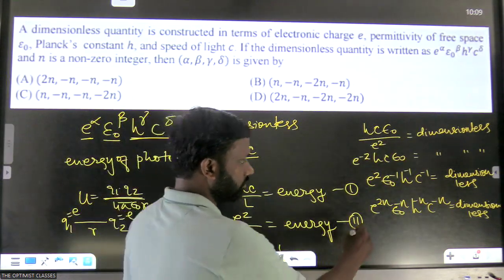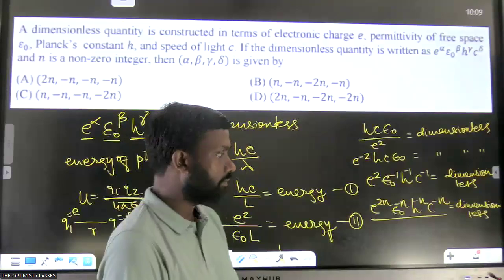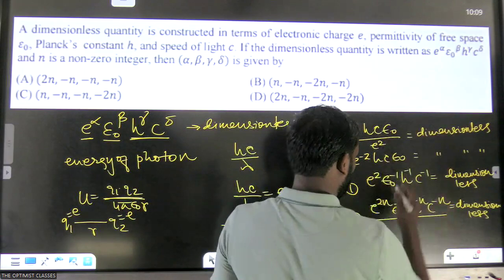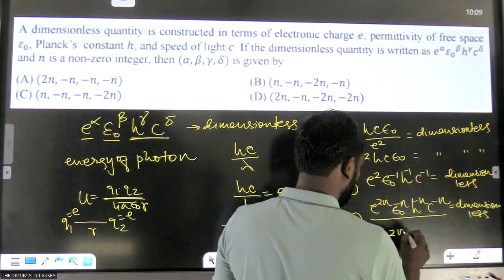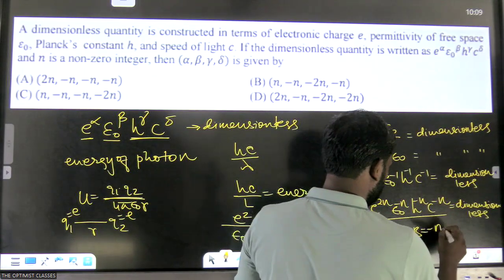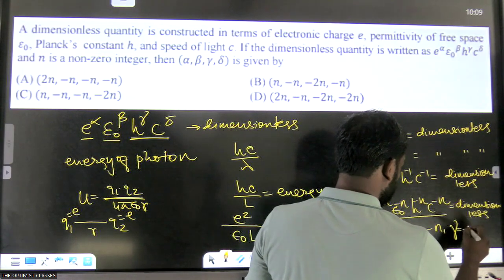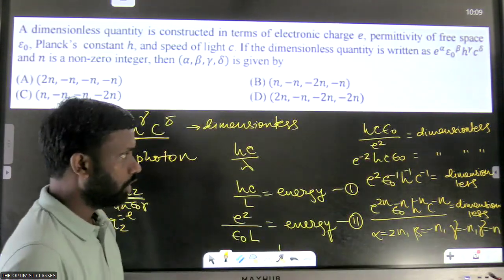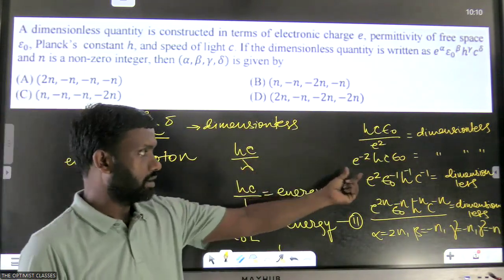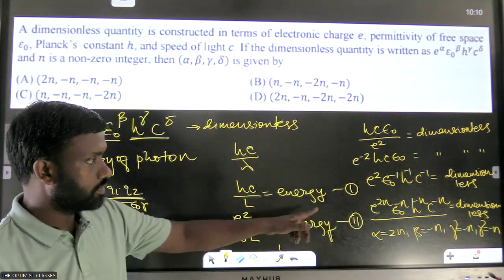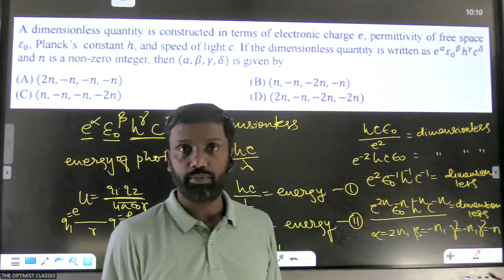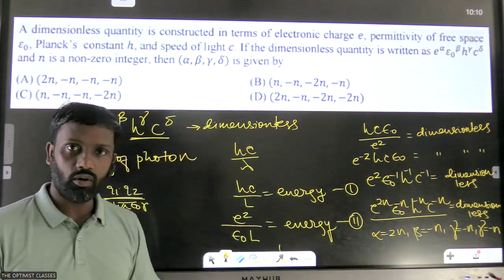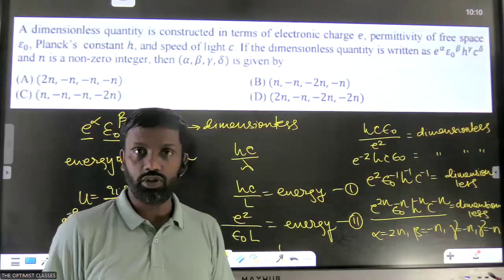Now we know that this quantity is dimensionless, so let us compare it with the given one. Therefore alpha is equal to 2n, beta is equal to minus n, gamma is equal to minus n, and delta is equal to minus n. That's the answer. So without writing dimension of individual quantities, we are able to find these exponents in this dimensionless quantity. This is how I figured this question should be solved.